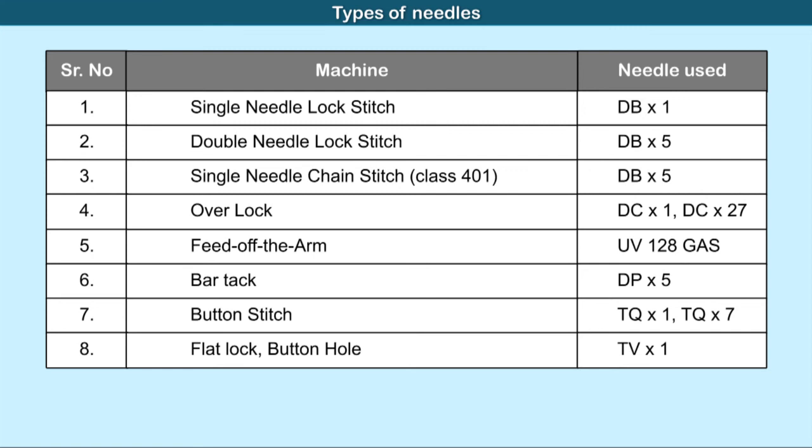For Bartek machine, the needle used is DP cross 5. For button stitch machine, the needle used is TQ cross 1 or TQ cross 7. And for flat lock or buttonhole machine, the needle used is TB cross 1.